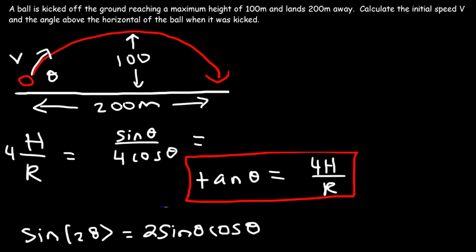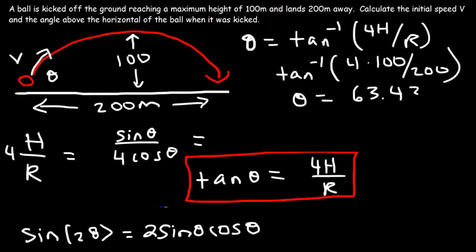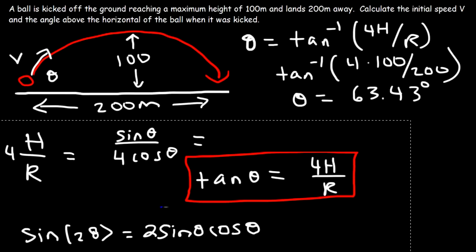Now if tan theta is 4h over r, theta is going to be the arctan or the inverse tangent of 4h over r. So in this case, it's going to be 4 times the height, which is 100, divided by the range, which is 200. So 400 divided by 200 is 2. So the arctan, or inverse tan of 2, will give us an angle of 63.43 degrees. So now that we have theta, we can now calculate the speed.